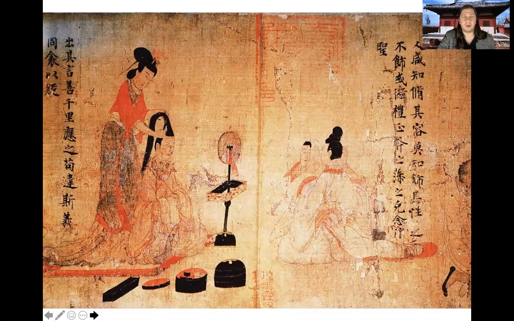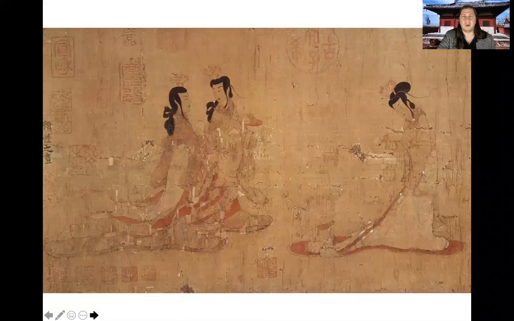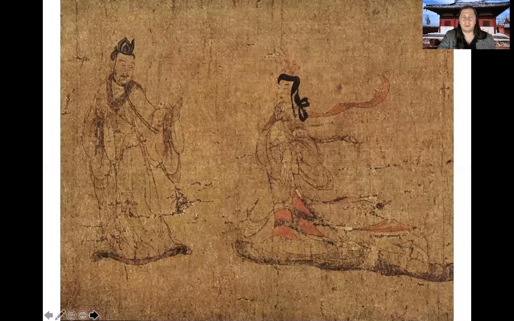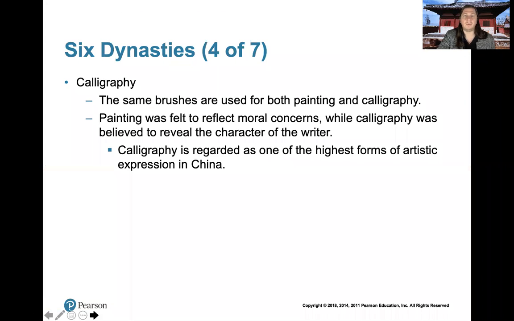These are some other pages from the same book by the same artist, but they're interesting in that they show the lives of women during the time period. Calligraphy is a really important art form in China. It's supposed to reveal the character of the writer.